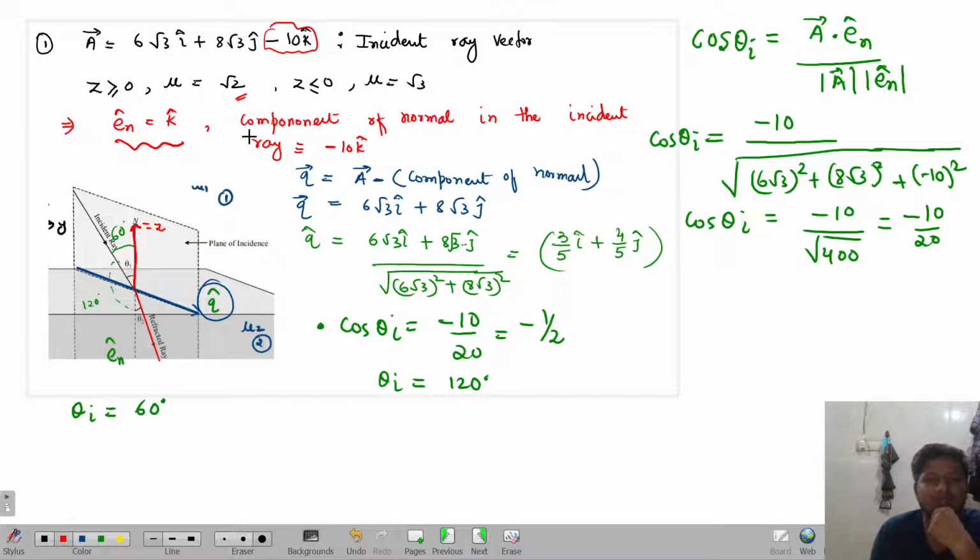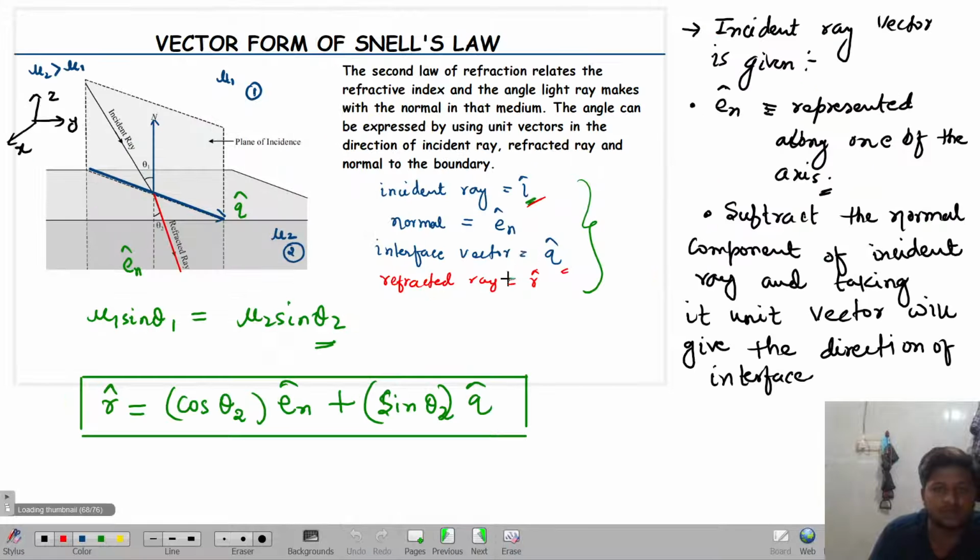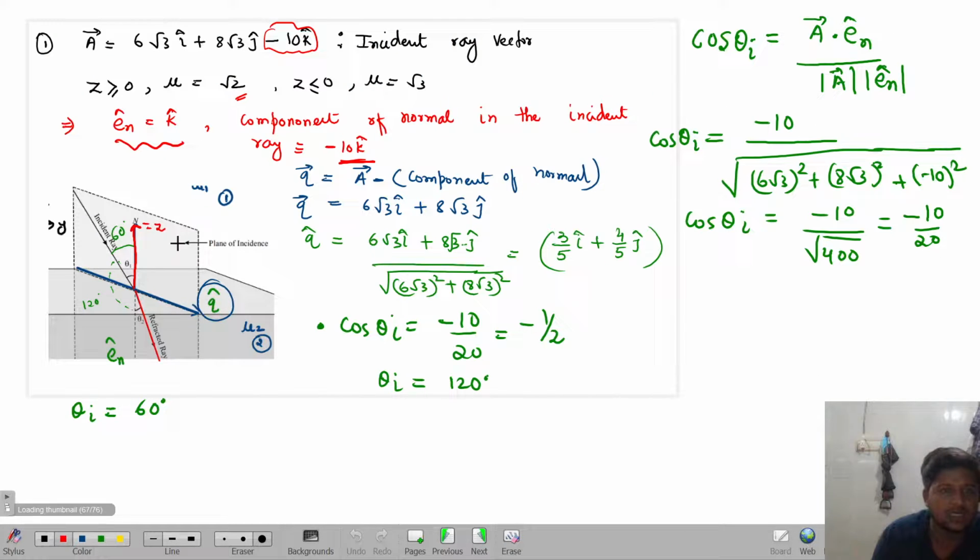Listen to me. What I have told is that the component of normal in the incident ray is equal to minus 10 k cap. I didn't say that n vector is representing some kind of this value. It is saying n vector is what? Look over here. See this. What does it represent? It represents the normal over here. In which direction the normal is going to be, that is going to be represented by my n vector.